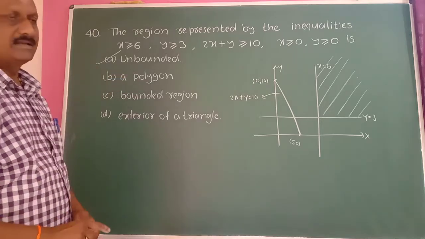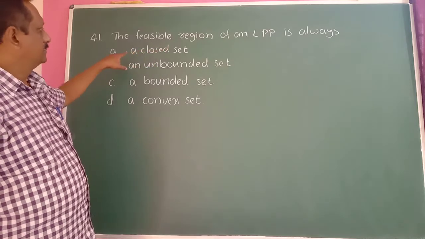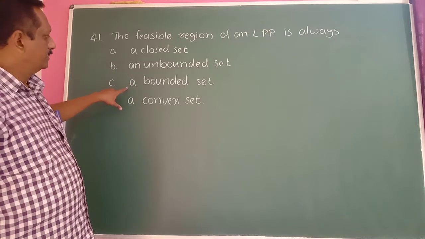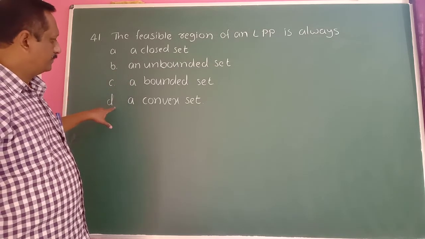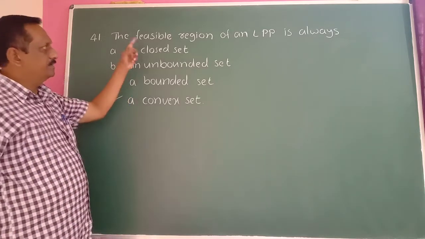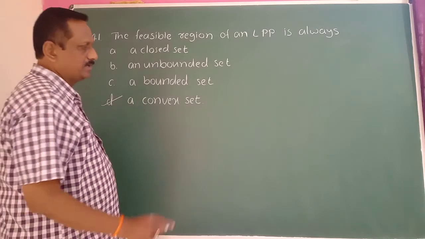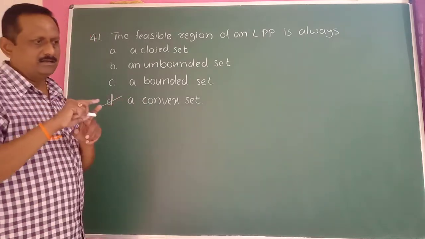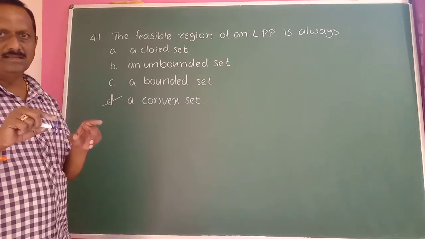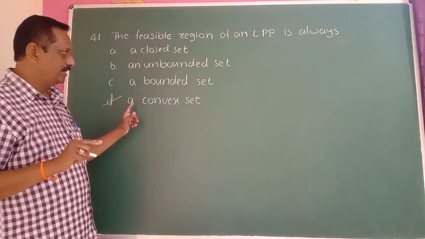First option is correct. Next question: the feasible region of an LPP is always, first option, a closed set; second option, an unbounded set; third, a bounded set; and fourth, a convex set. In this case, the fourth one is correct. Convex set means you take any two points in that region, then join them, and the complete line lies within that region only. Then it is said to be a convex set. Therefore, the feasible region is always a convex set.